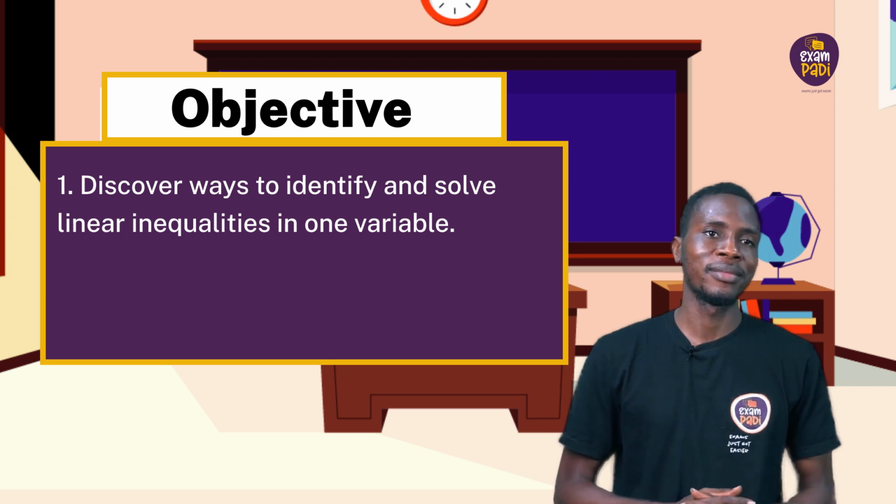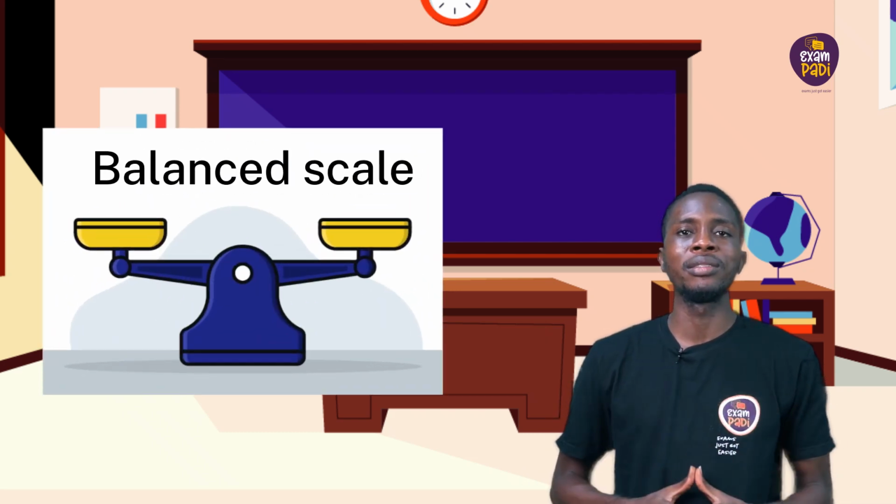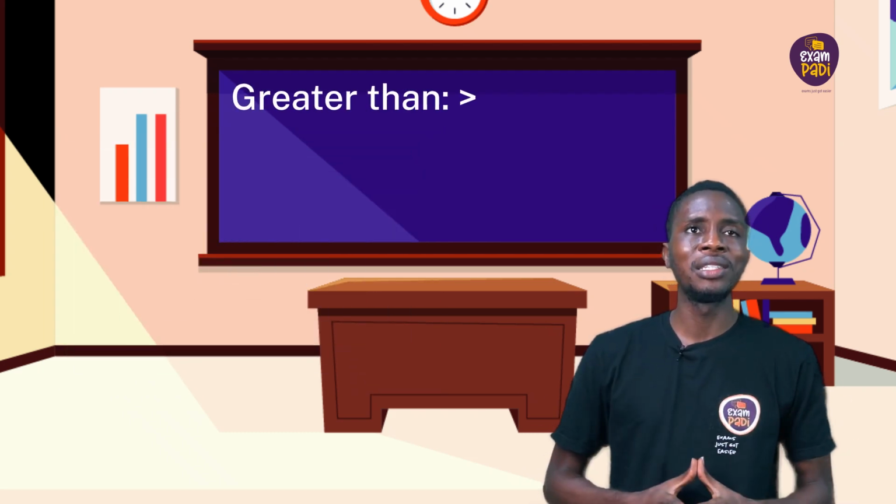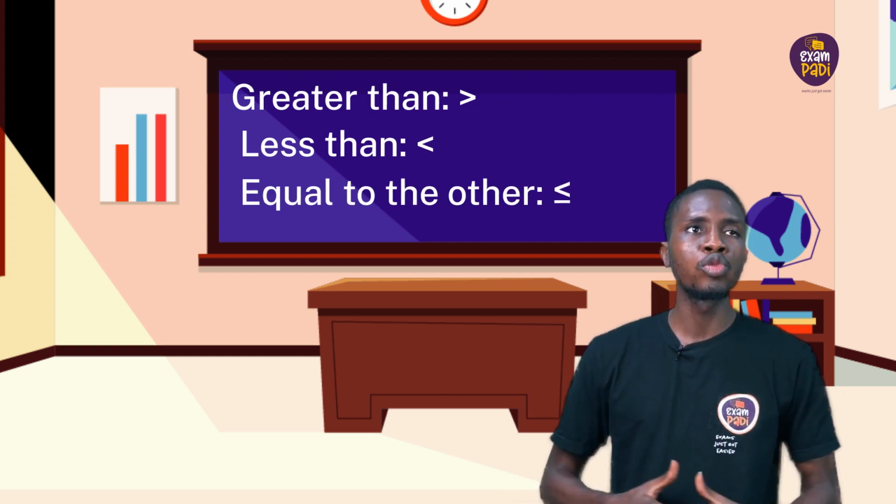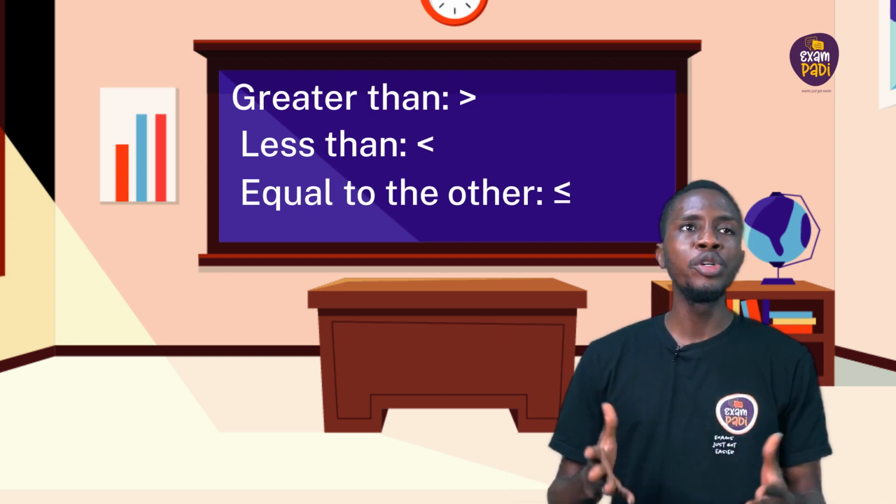Come along with me. Let's start by imagining a scenario where a mother and a child have different ages. The difference in their ages is referred to as inequality. Now, think of a linear inequality as a balanced scale with two sides. Each side can be greater than, less than, or equal to the other, just like in a real-life balance scale. Linear inequalities is a mathematical concept that might seem tricky at first, but trust me, it's quite straightforward.